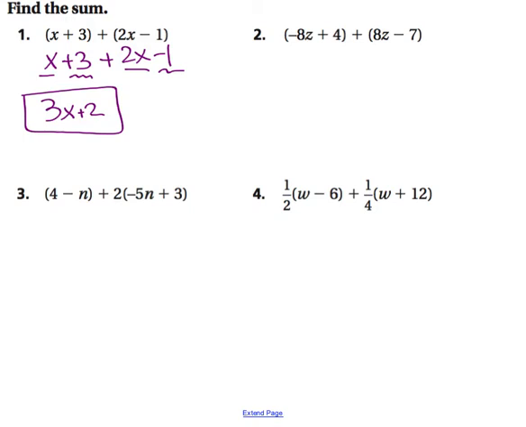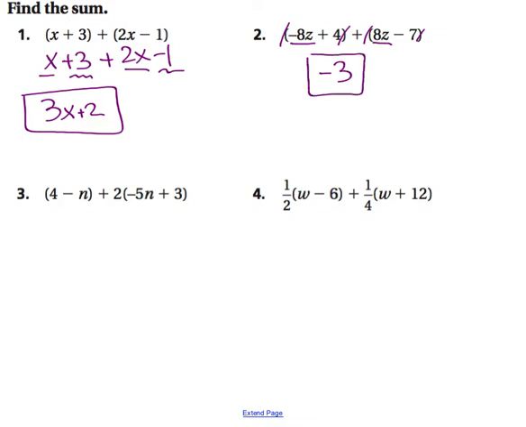Next example, negative 8z plus 4 plus 8z minus 7. These parentheses don't do anything, so I can just get rid of them. Negative 8z and 8z make 0z. 0z is just 0. I actually don't even need to write that. 4 and negative 7 make negative 3. So I get negative 3 as the answer.